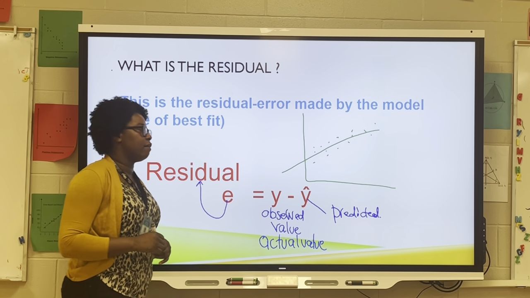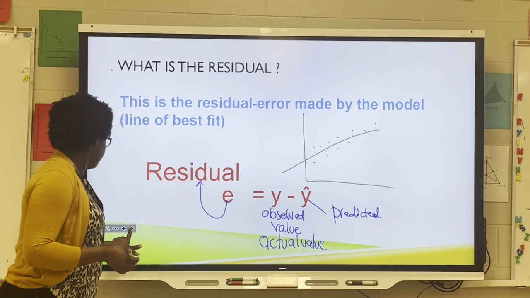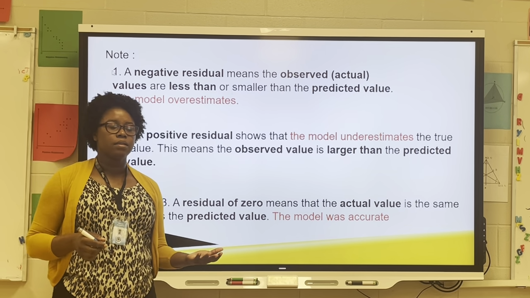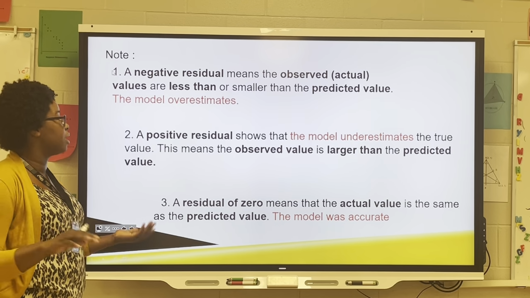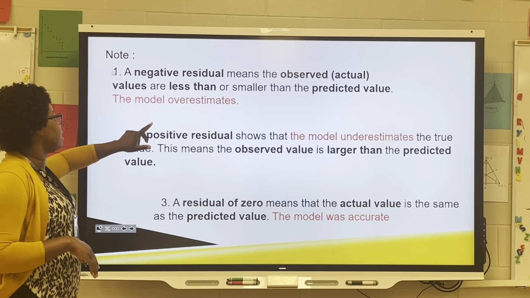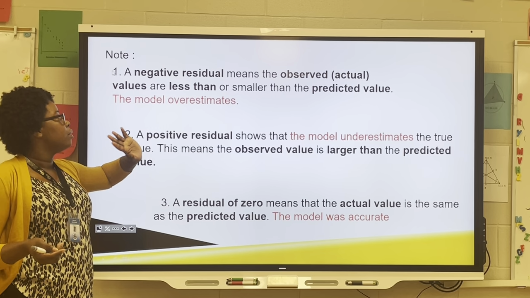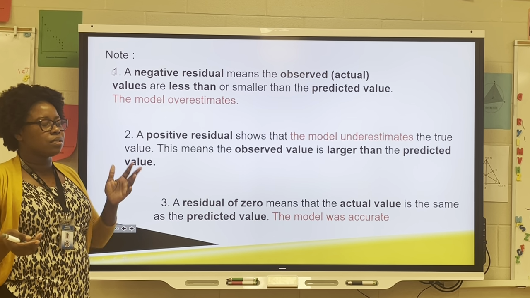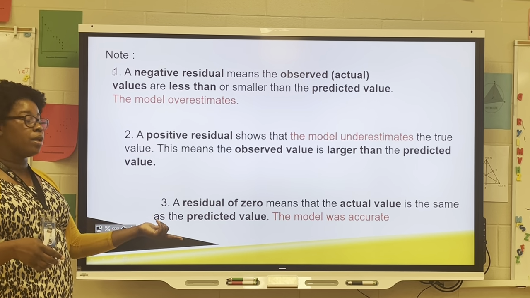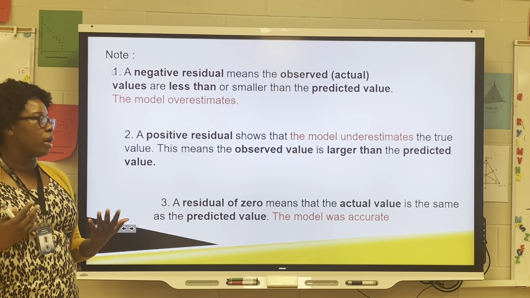So when you think about the predicted value, this is basically the prediction made by your model. And your prediction can either be accurate, it can be an overestimation, or it can be underestimation. So if your residual is negative, we say that the model overpredicted or overestimated the actual value. If the residual is positive, we say the model underestimates it. If the residual is 0, we say the model made an accurate prediction.